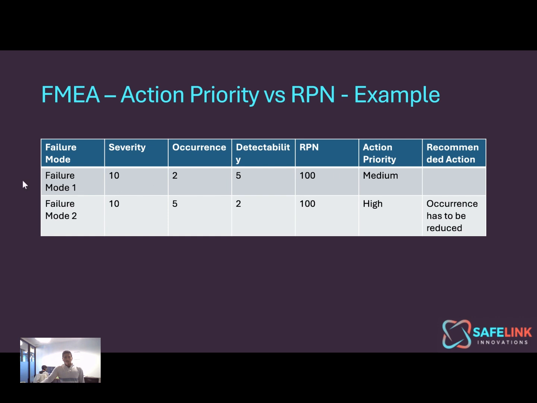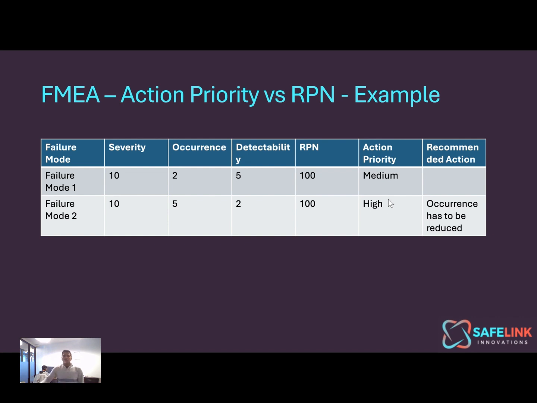Now, let's look at failure mode 2. Same severity rating of 10, the occurrence is 5, which means the probability of it occurring is a little higher, but it has a good detection mechanism. RPN again comes to 100, and action priority, it says high.